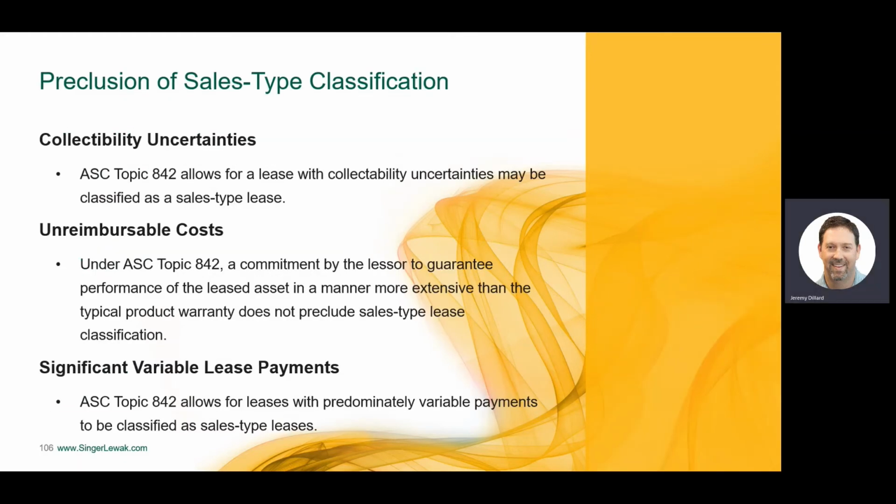Before deciding the lease is a direct financing lease, consider these issues. Topic 842 does not preclude the sales type classification because there's uncertainty about the collectibility of lease payments. Topic 842 doesn't preclude the sales type classification because there are unreimbursable costs. And lastly, Topic 842 does not preclude sales type classification because most of the lease payments are variable.